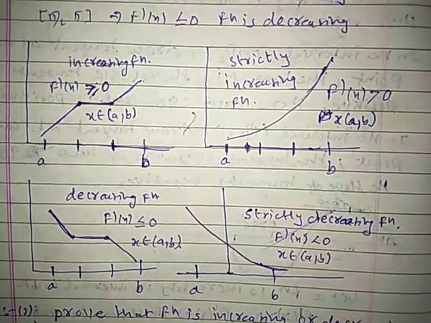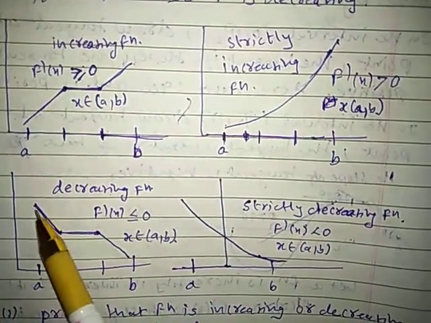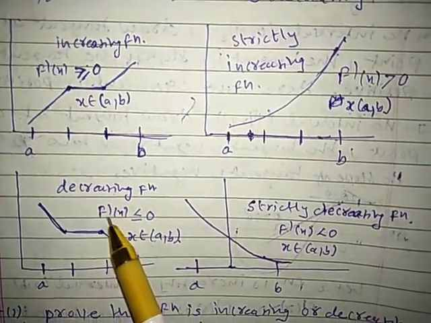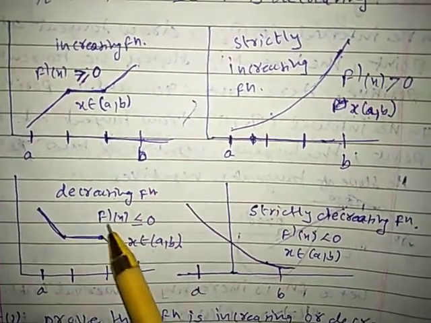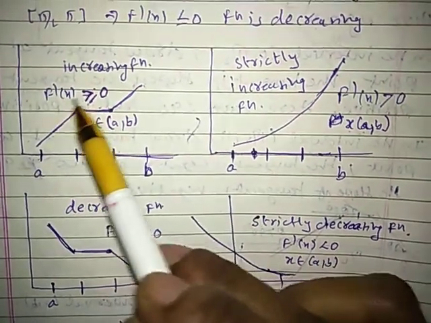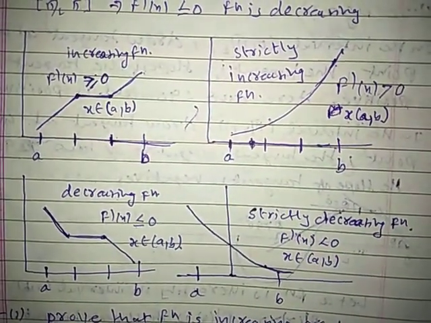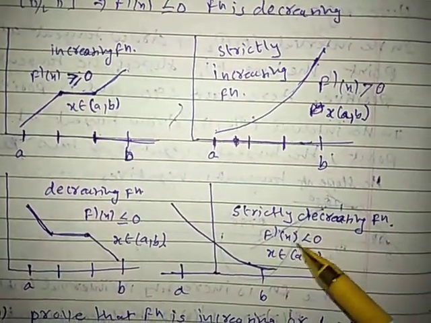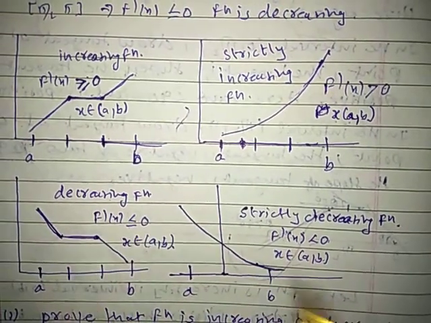Same thing for a decreasing function. When the function is decreasing in the interval a to b, it becomes decreasing, then it becomes parallel, meaning equal to 0, then again it is decreasing. So f dash of x is less than or equal to 0. What we have to understand is that when the function is decreasing, f dash of x is less than or equal to 0. When the function is increasing, f dash of x is greater than or equal to 0. When it is strictly increasing, f dash of x is greater than 0. And when it is strictly decreasing, f dash of x is less than 0 in the interval a to b. Nowhere does it become 0.